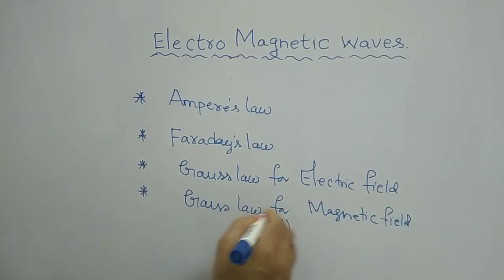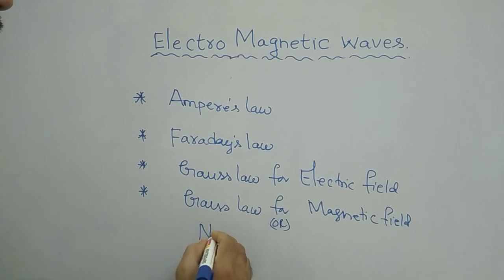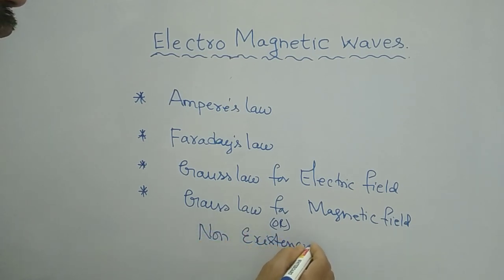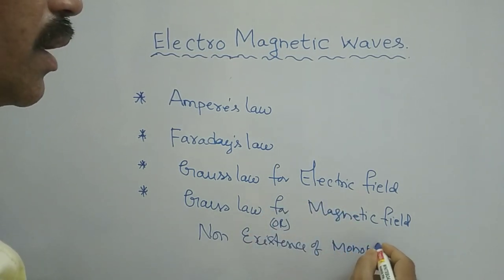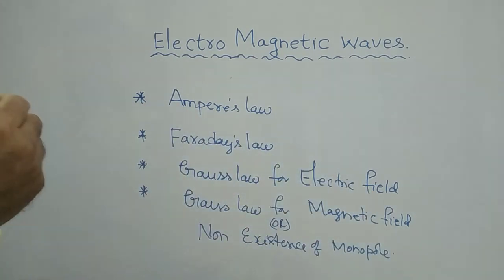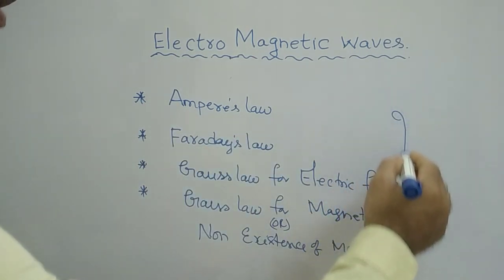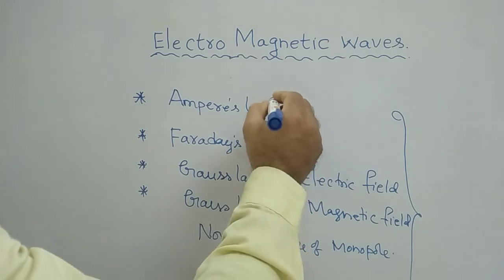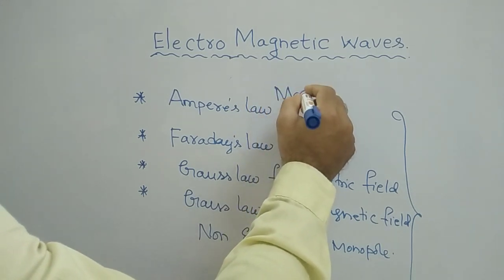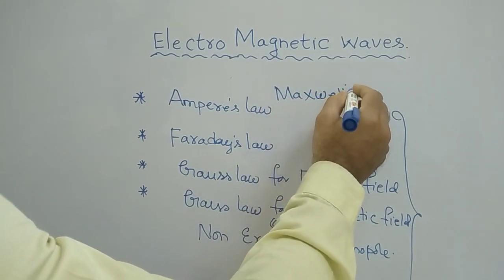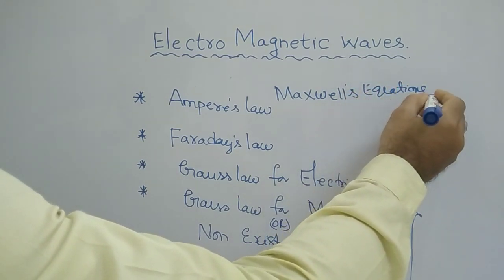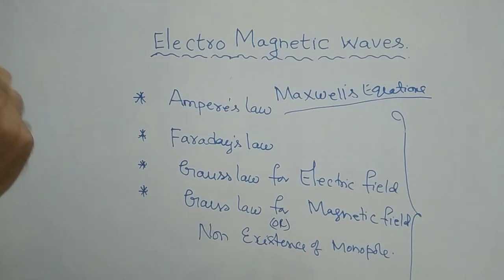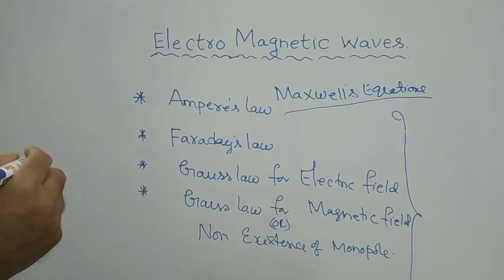Gauss's law for the magnetic field is also called the non-existence of monopole. I already explained this in our earlier presentations, but I will explain again. Collectively, these four equations are called Maxwell's equations. Right? So this is a very, very important topic as far as your academics are concerned.